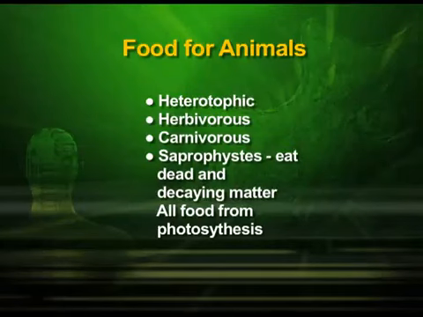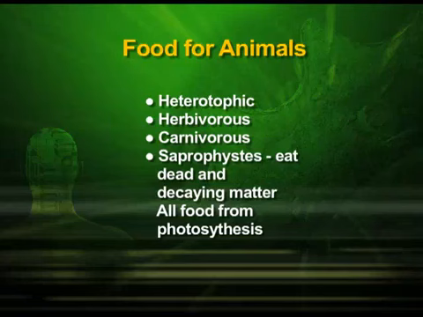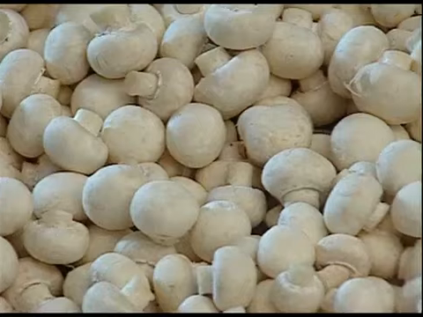Then there are herbivores who eat plants. In our terms, we can say vegetarians. Then there are carnivores who eat herbivores, and of course, there are saprophytes who eat dead decaying organic matter, like fungi. You can see a picture of a mushroom on the slide. Now, all the food which is utilized by different levels, whether herbivore, carnivore, or saprophyte, all came eventually through photosynthesis.